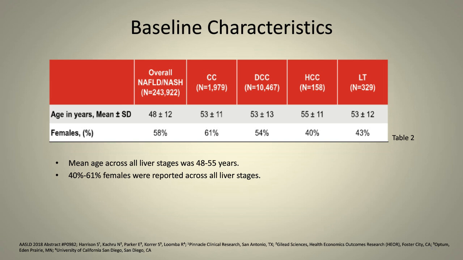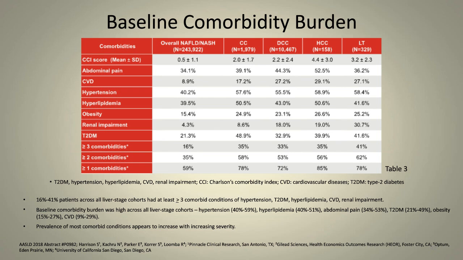When we look at comorbid illnesses in these populations of patients, a couple things stand out. The prevalence of most comorbid conditions appears to increase with increasing severity of liver disease. And about 1/3 of patients across all liver stage cohorts had at least 3 or more comorbid conditions. That would include hypertension, diabetes, hyperlipidemia, and heart disease and/or renal impairment.